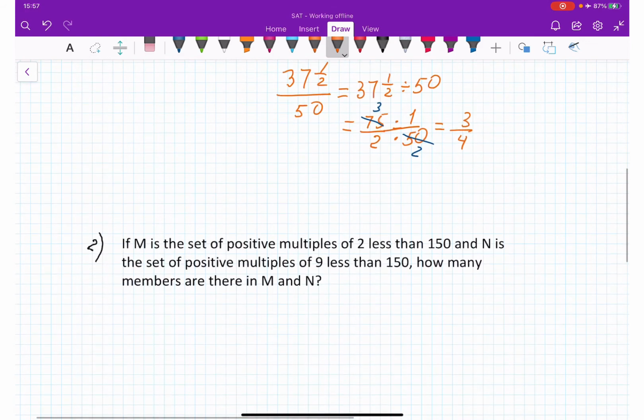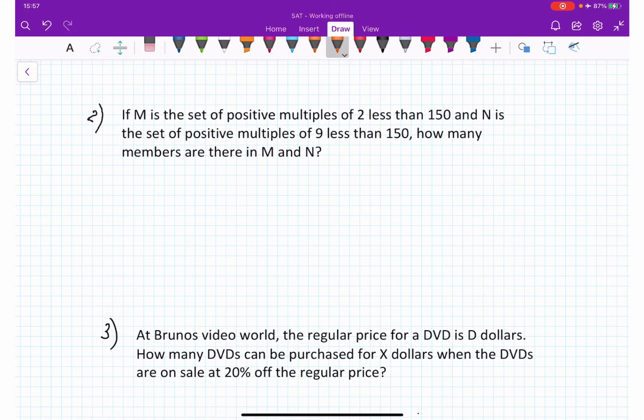Okay, question number 2. If M is the set of positive multiples of 2 less than 150, so the important part here is positive numbers, positive multiples of 2 that are less than 150, and N is a set of, again, positive numbers, but this time multiples of 9, and again less than 150, so our limit is going to be 150. How many members are there in M and N? So how many members are multiples of 2 and 9 that are less than 150?